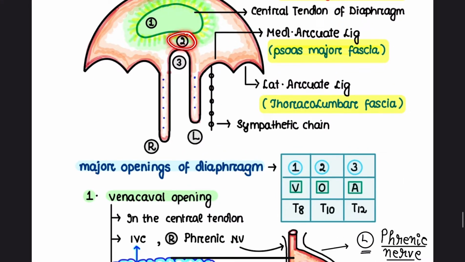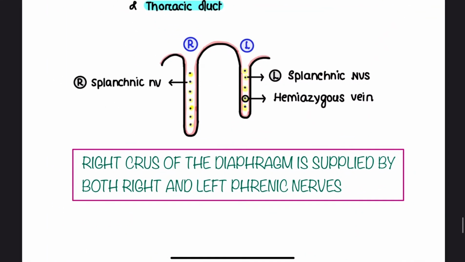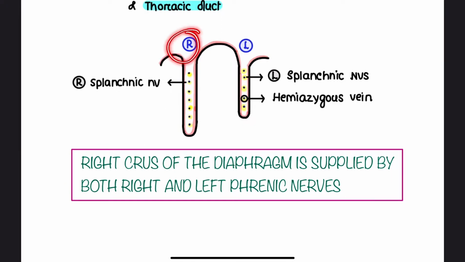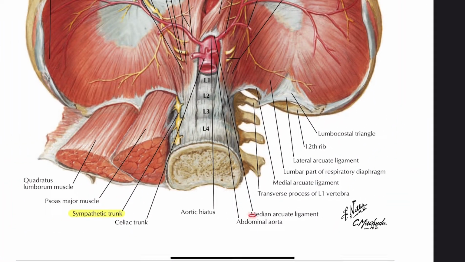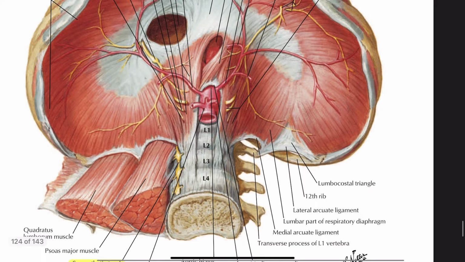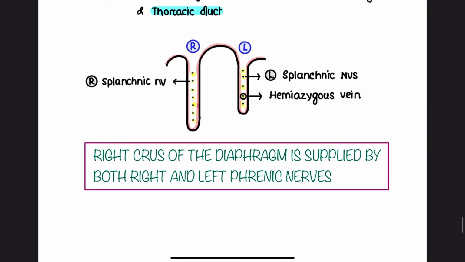Here is the opening for the esophagus, and here you have the vena cava opening. And here you can see the two crura, the right crus of the diaphragm and the left crus of the diaphragm. They fuse to form the median arcuate ligament. Okay, here is the median arcuate ligament formed by the fusion of the right crus and the left crus medially, right? And in the right crus you have the right splanchnic nerve, in the left crus you have the left splanchnic nerve and the hemiazygos vein.